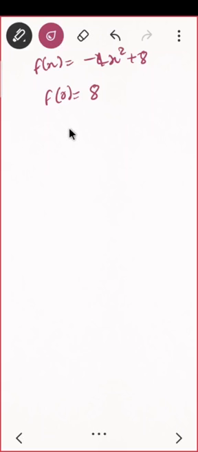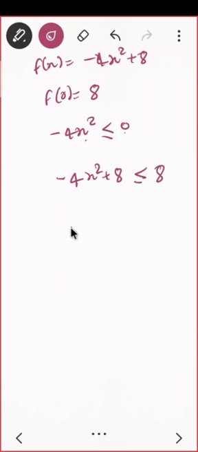Since you have 4x square, I will say minus 4x square is always negative. Do you agree? Can I add 8 to both the sides? That is minus 4x square plus 8, which will be less than or equal to 8. What do you see? Your f of x is less than or equal to, what is this? f of 0. Can you say something from this?